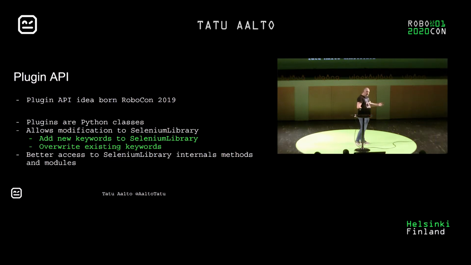And if you are not happy with some keyword implementation inside of the Selenium library, the plugin API allows you to override the existing keywords. If you're not happy with how the open browser keyword works, it has too many arguments or too few, so it doesn't quite fit your need, then you can replace it with the plugin API. And then you don't have to care about the library search order, which is doable in Robot Framework, or prefixing the keyword with the library name.